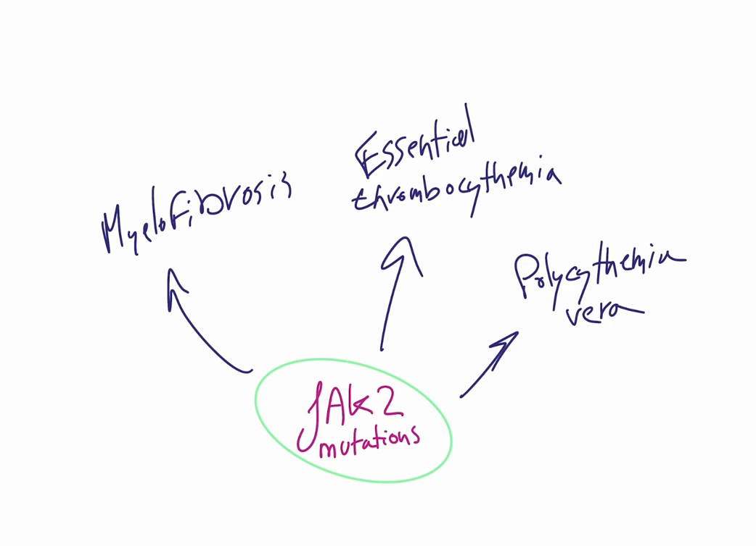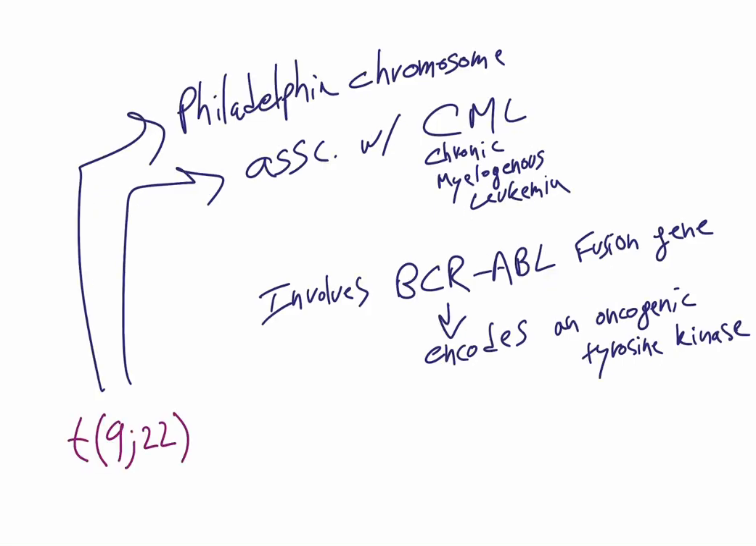Now, even if you're unsure about JAK2, you have to be very familiar with the other mutations to be able to answer questions like this correctly. So let's run through it, starting with translocation 9;22, aka Philadelphia chromosome. This is associated with CML.